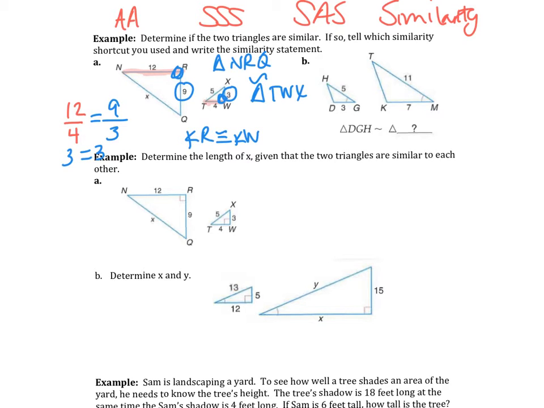Alright, moving over here to the second one, I see I've got that angle included again between the two sides, so I'm going to go ahead and check their ratios. I'm going to say 5 over 11, I'm going to check to see if that's equal to 3 over 7, and that is not, so they are not similar.